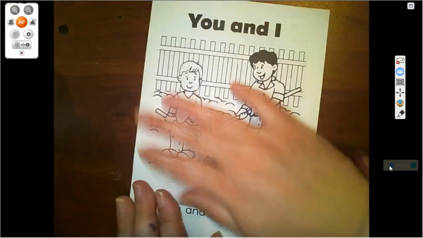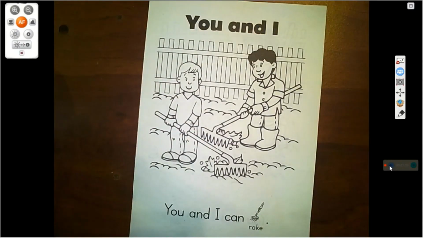I'm going to put an assignment on Schoology, and I want you to take a video of you reading this to me because I love to see you reading this book to me.